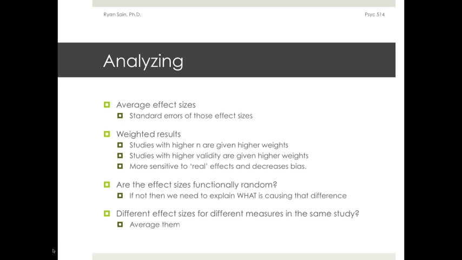Oftentimes we get multiple dependent measures in a particular study. Well, that means you're going to have multiple effect sizes because we do an effect size for each dependent measure, right? So then we just average out all those effect sizes for each study, and then we average the averages and so on. You get the idea there.